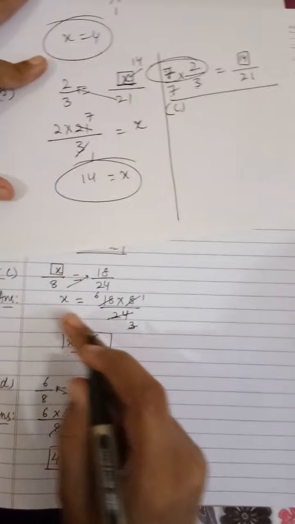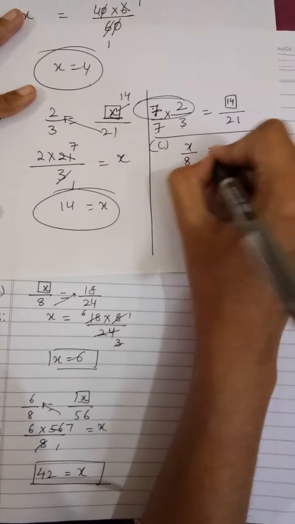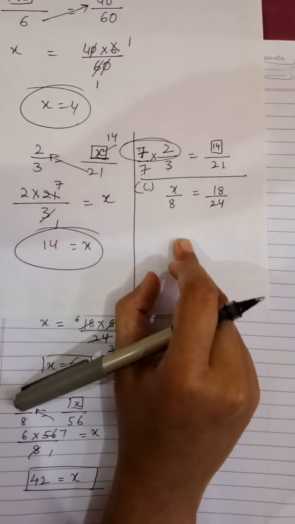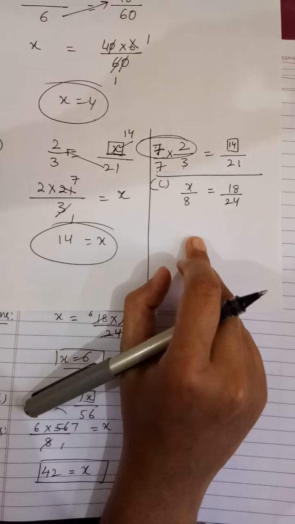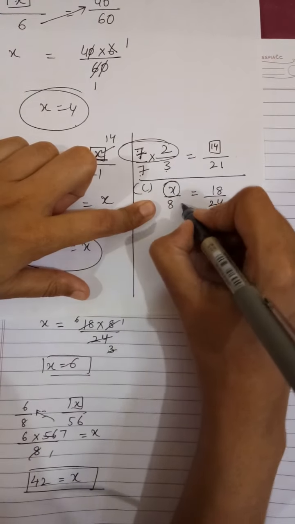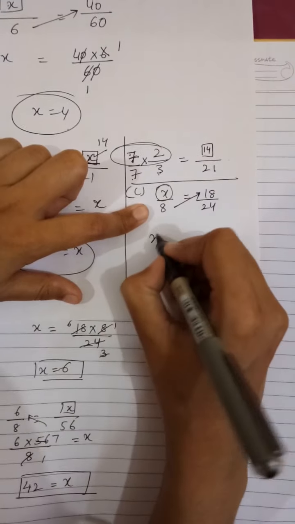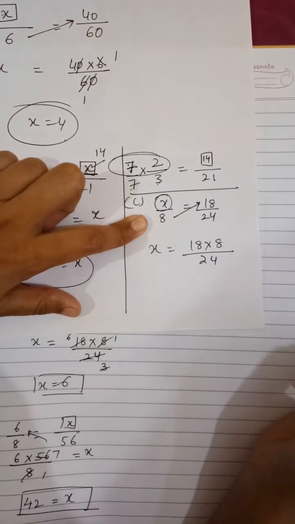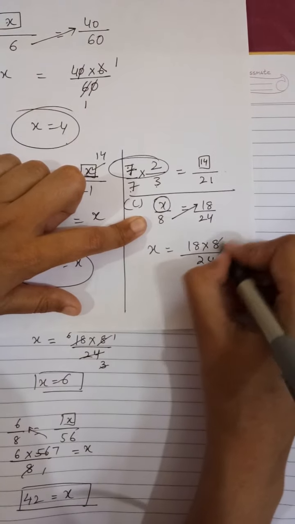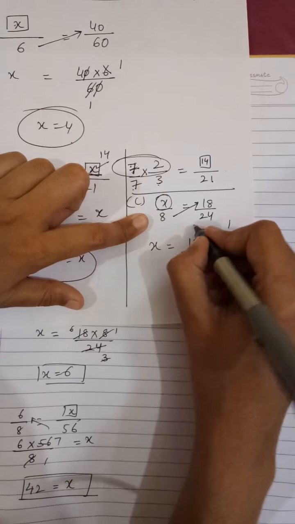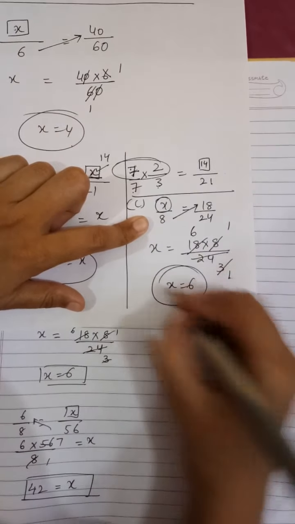Now see the C part. x upon 8 equals to 18 upon 24. This is there. Okay, now see here. Again we have to find x. This 8 I am going to take up. So x is equals to 18 into 8 divided by 24. Now let us cancel it. 8 1s are 8, 8 3s are 24. 3 1s are 3, 3 6s are 18. So the value of this is 6.